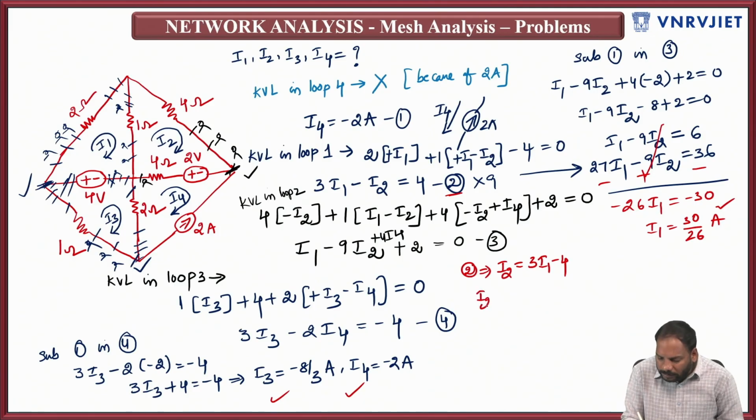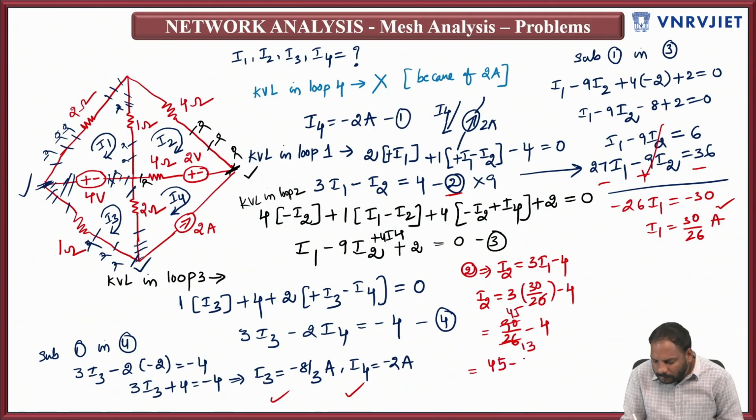So from this I2 is equal to 3I1, 3 times 30 by 26 minus 4. So 90 by 26 minus 4. So 45 by 13 minus 4, so 45 minus 52 divided by 13. So this answer is the value of I2. Now we are getting it as 45 minus 52. So minus 7 by 13 amperes.